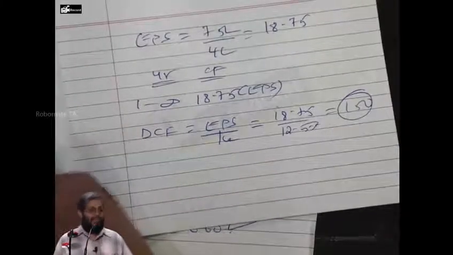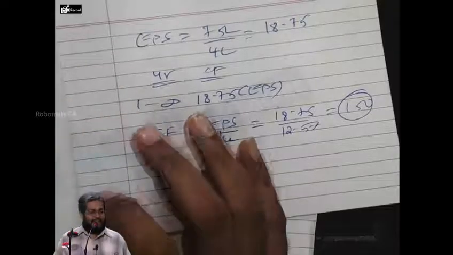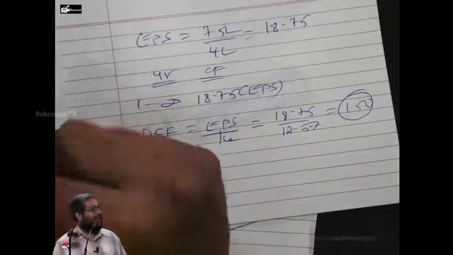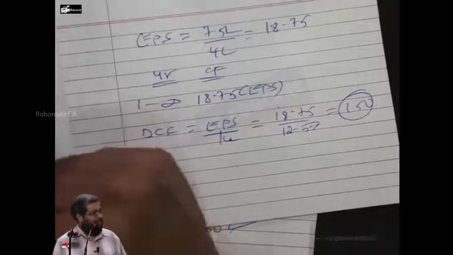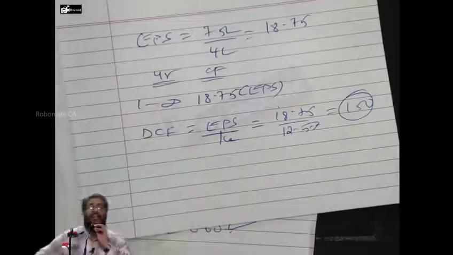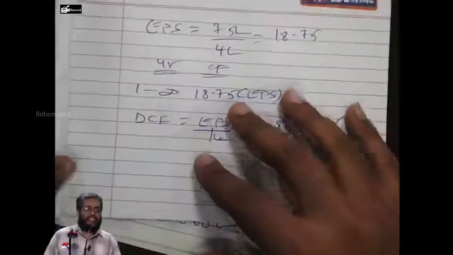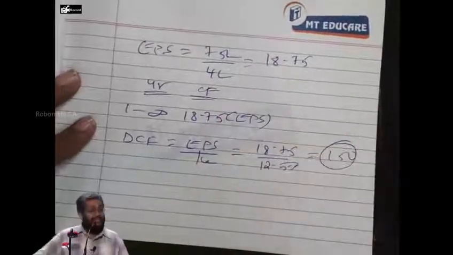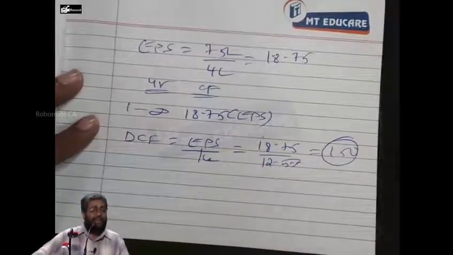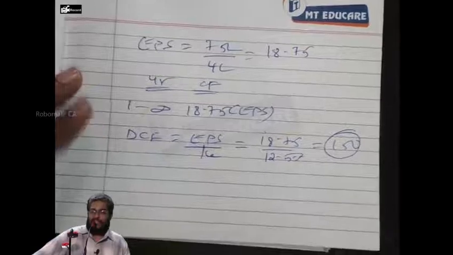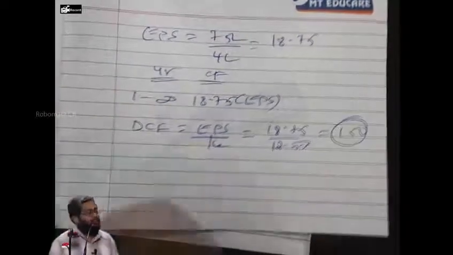What is the share value here? 150. It is not that I am unnecessarily doing this. I gave you 3 ways in which you can understand the share price of the company. Tell me first, how did I find out the share value in the first instance? I found out EPS as 18.75. EPS into PE ratio gives you the MPS. Method number 1. Yes or no?